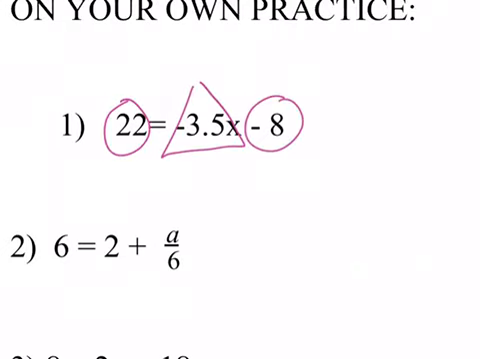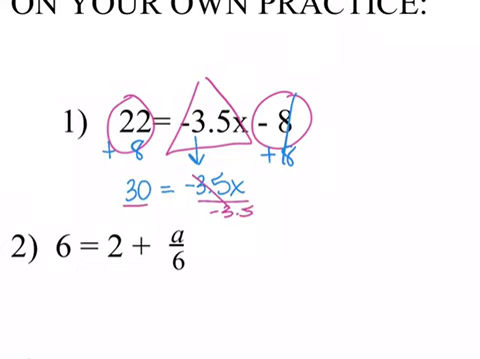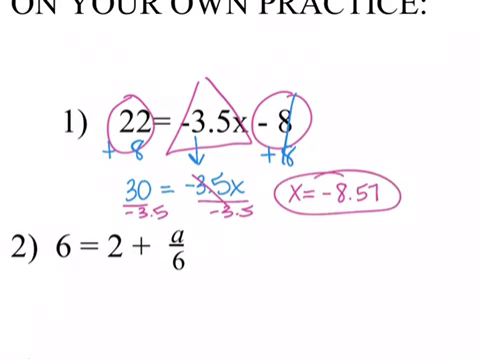Okay, down at the bottom, example 1, 22 equals negative 3.5x minus 8. So the only thing I can move is this minus 8, and to do that I'm going to do the opposite, so plus 8, that gives me 30, and then bring down the rest of my problem, negative 3.5x. And so now, just like a one-step equation, I'm going to divide and divide. So 30 divided by negative 3.5. So x is going to equal negative 8.57.